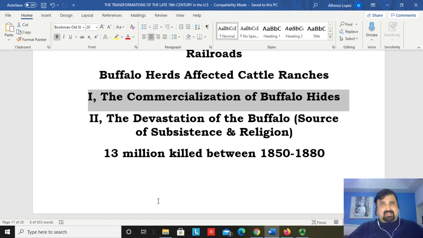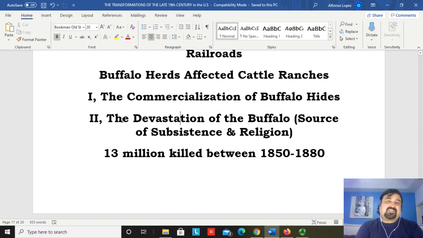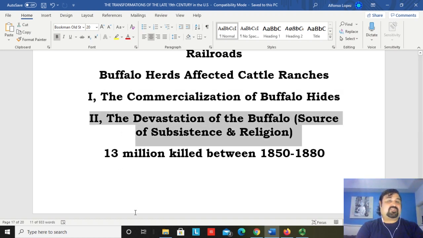People are now demanding those kinds of products. So that created a demand. And so once you have a demand, of course, there's going to be a growing enterprise or industry that is going to supply it. So again, that led to the commercialization of the buffalo hide. There is an industry, the so-called leather industry, that is now sending, of course, hunters.